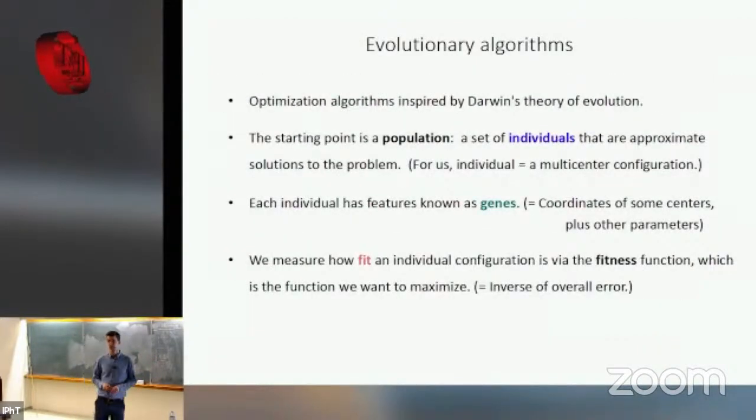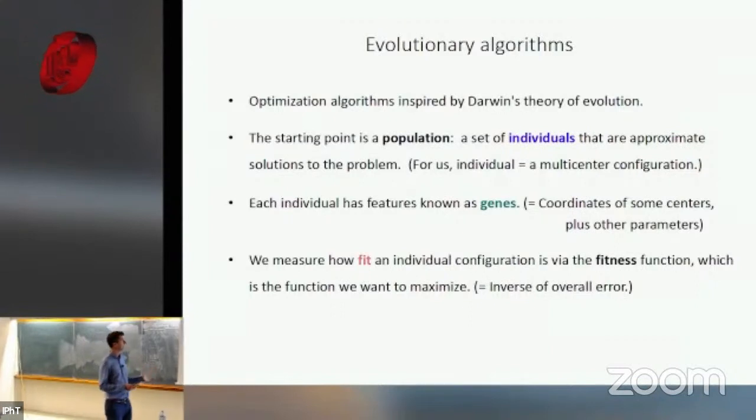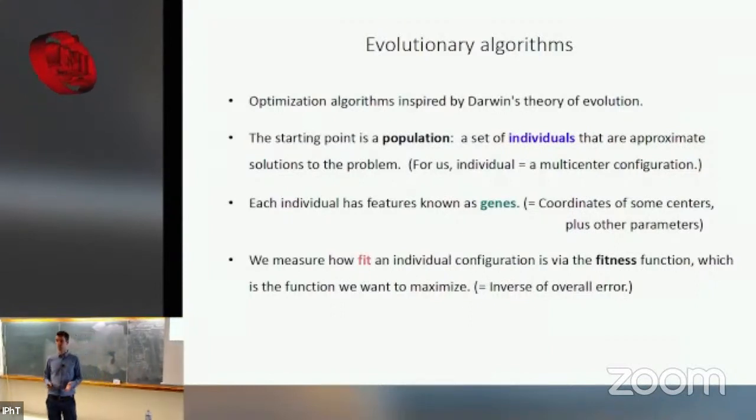Okay, so in a nutshell, this set of evolutionary algorithms is inspired by Darwin's theory of evolution and natural selection. So the starting point is a population, which is a set of individuals which are approximate solutions to the problem. So for us, each individual will be a candidate multi-center configuration, which is an almost solution to the bubble equations, an approximate solution. Each individual has characteristics known as genes, which for us will be the coordinates of the centers plus some other parameters. And we'll quantify how fit an individual configuration is by the inverse of the total error.